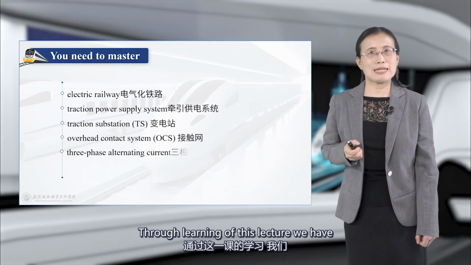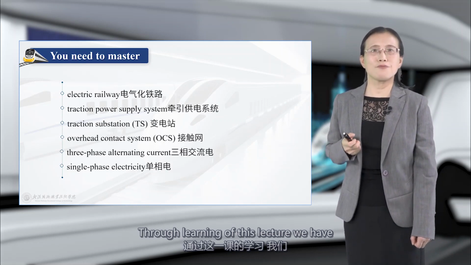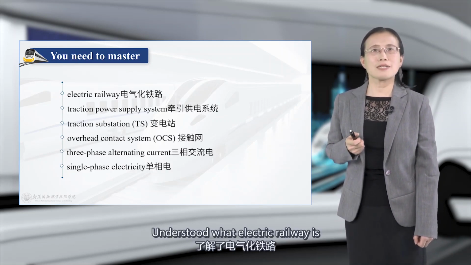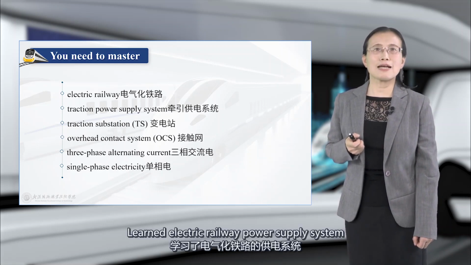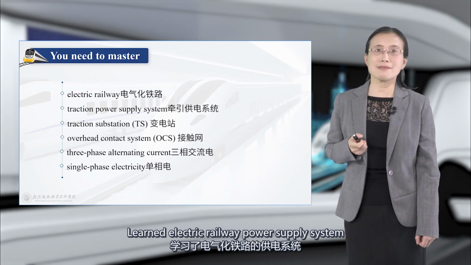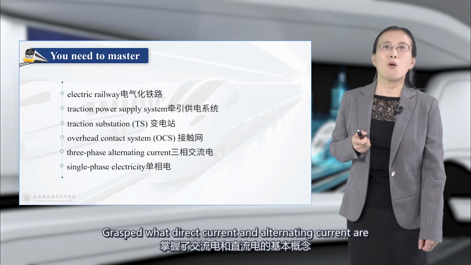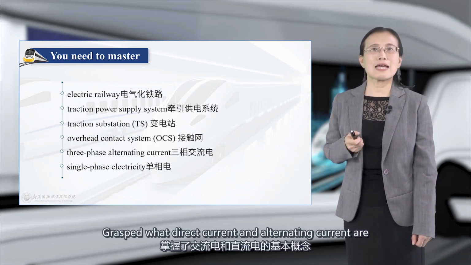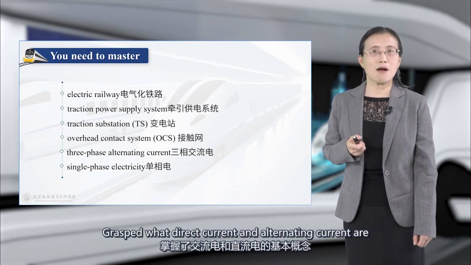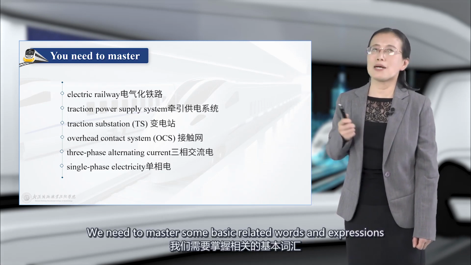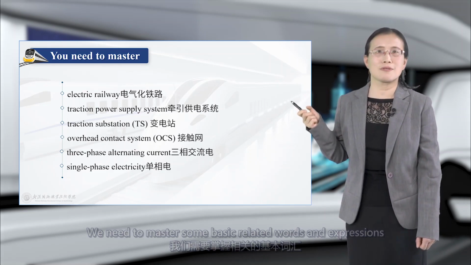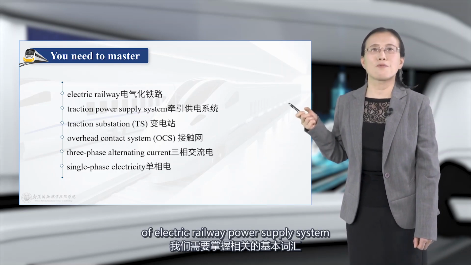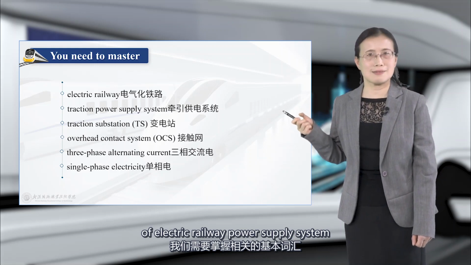Through learning of this lecture, we have understood what electric railway is, learned electric railway power supply system, and grasped what direct current and alternating current are. We need to master some basic related words and expressions of electric railway power supply system.